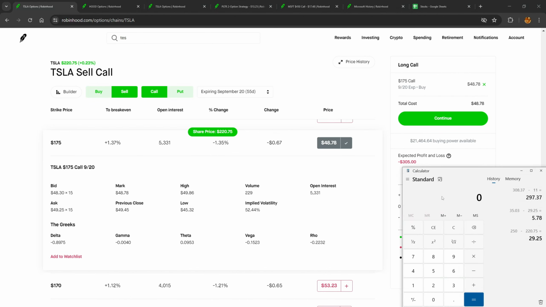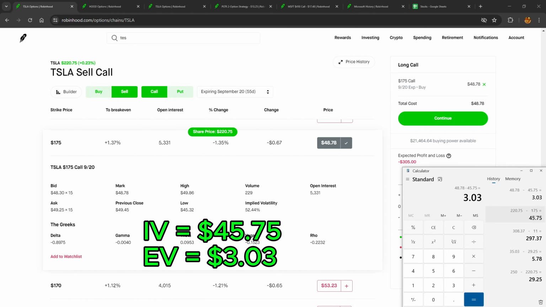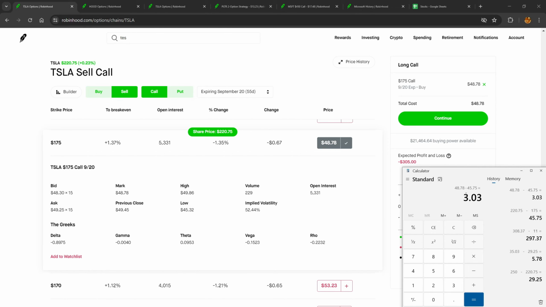So if we bring our calculator, 220.75 minus the 175, it has a 45.75 intrinsic value. As you can see, most of it is really intrinsic value. So let's take the option premium, which is 48.78, minus the intrinsic value that we just counted, which is 45.75. And that will result in 3.03 extrinsic value. So now we know the intrinsic value and the extrinsic value on this option premium. So we're only paying $3.03 per share, or $303 per contract.